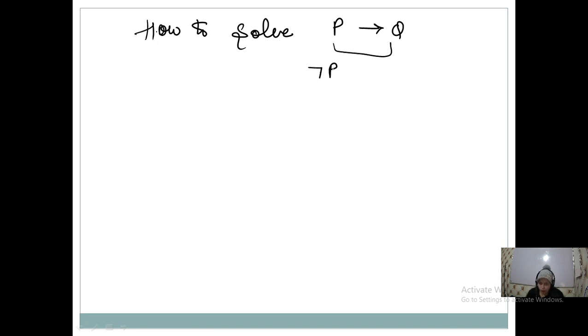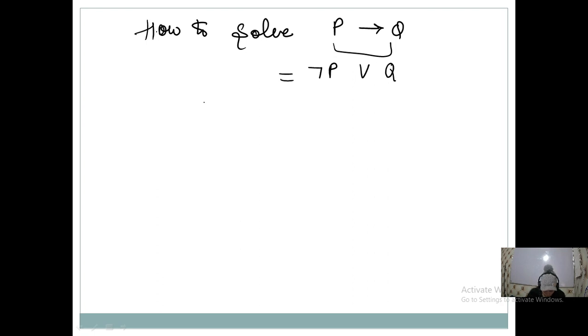Now you have to learn how to solve P implies Q. When we solve this implies symbol, the statement is converted into not P or Q. When we solve this equation, we get the result: P implies Q means not P or Q.